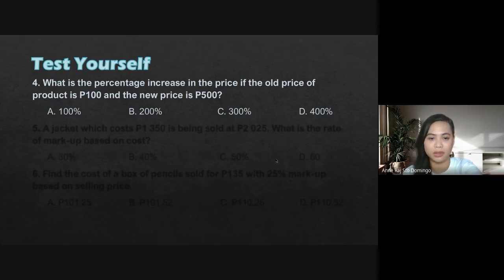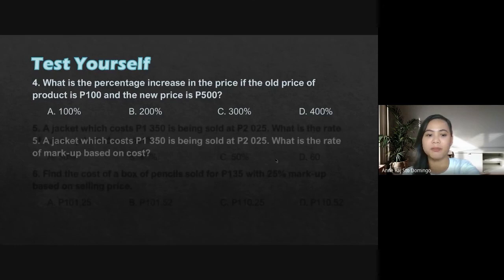400%. Or simply just get the difference, then divide it by 100. So, 400 divided by 100, that is 4. 4 times 100%, that is 400%.